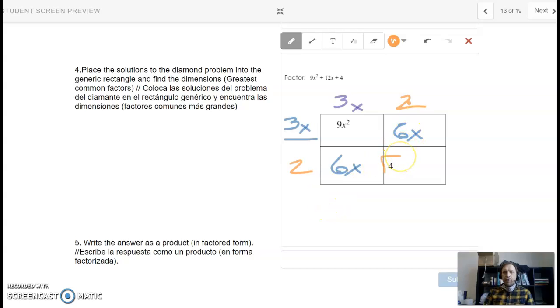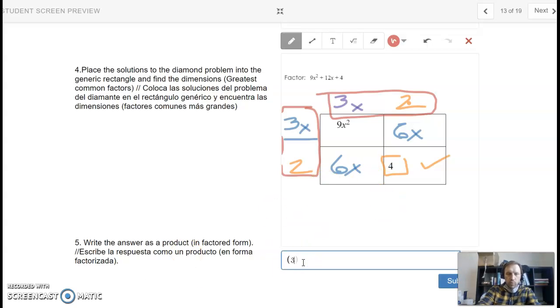And so just double check this bottom corner. Is 2 times 2 4? Yes. So now I found my two factors, 3x plus 2 and 3x plus 2. They just happen to be the same factor, right? That happens once in a while.